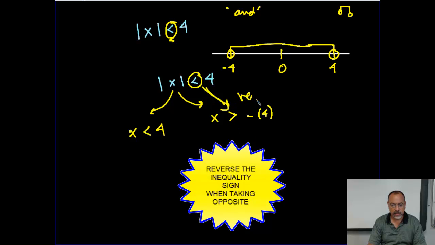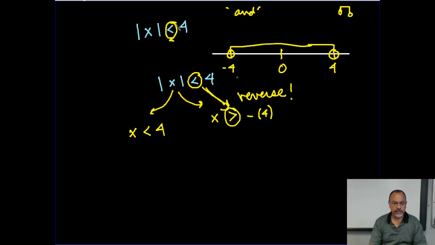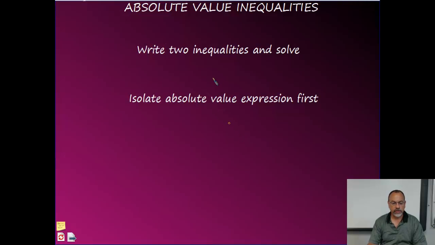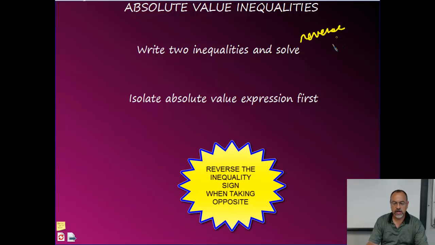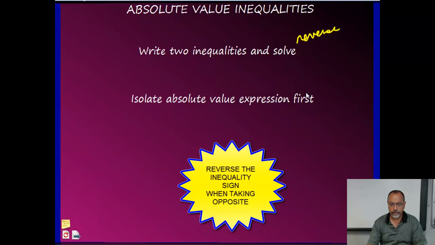So make sure when you write your inequalities, you reverse this sign when you write the opposite. Otherwise you're going to end up with some problems. Okay, so just as a reminder, make sure that when you do these absolute values, you isolate the absolute value expression first. You write the two inequalities, but remember, when you write these two inequalities, make sure you reverse the sign.